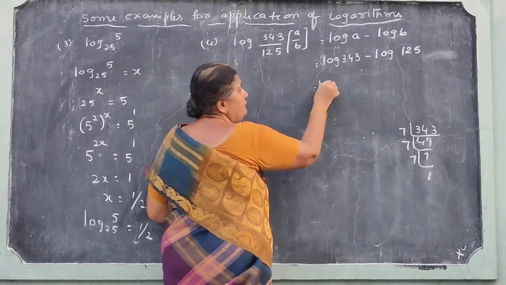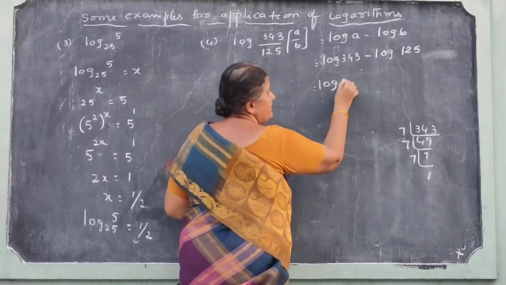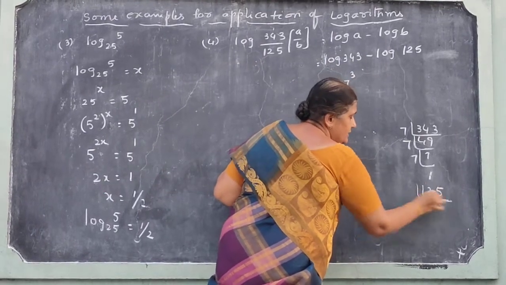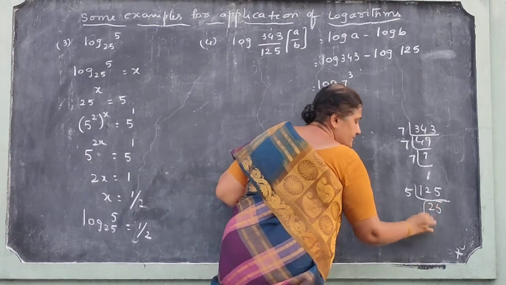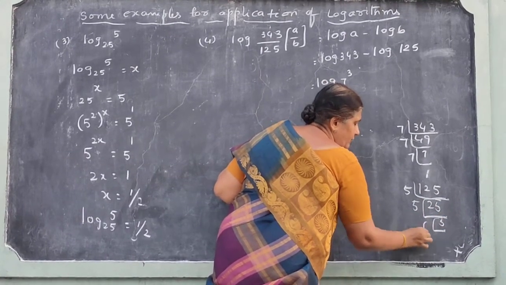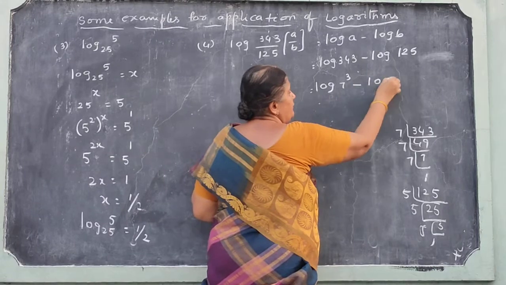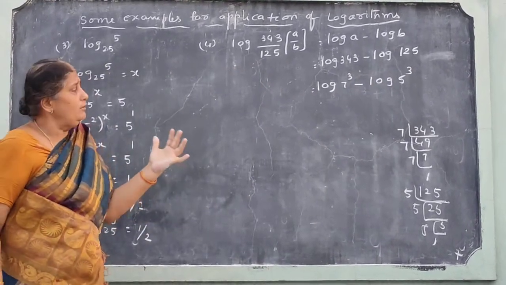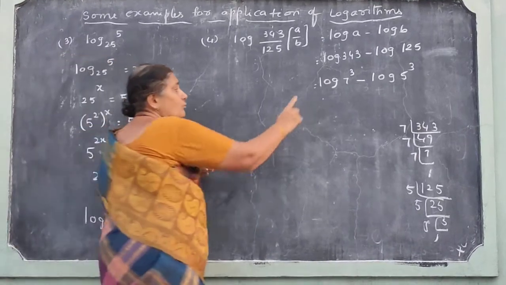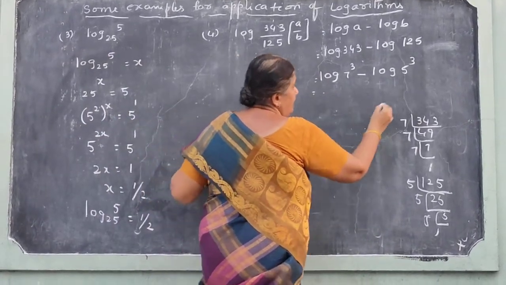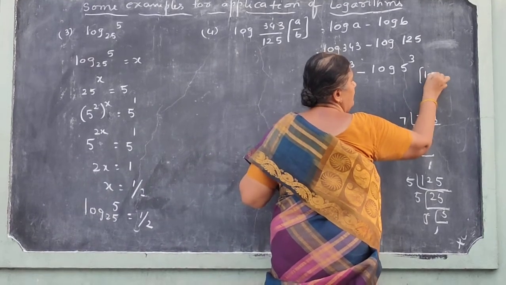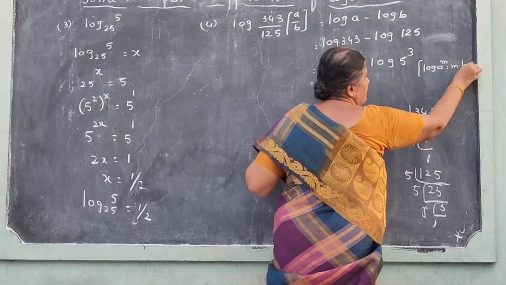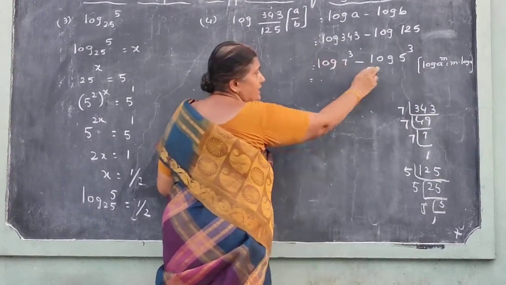So overall, how to write 343 in a simple way? 7 cube. Like that, take the second number. 125 is divisible by 5: 5 table 25 times, 5 table 5 times, 5 table 1 time. So how to write? 5 cube. Now listen, both have log 7 cube, log 5 cube. What is the model of this one? Both are in the model of log a power m. What is the log a power m formula? m into log a. So apply the formula for both the terms.